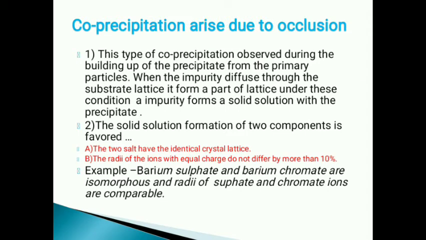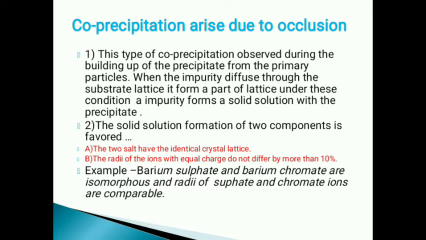Next is co-precipitation arising due to occlusion. This type of co-precipitation is observed during the building up of the precipitate from the primary particles. Means this arises at the start of the precipitate generation. When the impurity diffuses through the substrate lattice, it forms a part of the lattice. Under this condition, the impurity forms a solid solution with the precipitate. The formation of a solid solution of two components is favored when, first, the two salts have an identical crystal lattice, and second, the radii of the ions with equal charge do not differ by more than 10%.